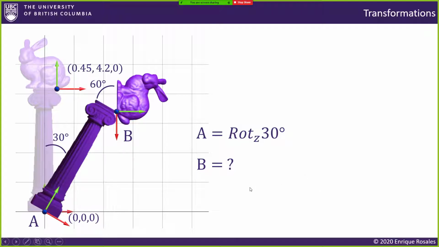Good. What happens with B? Can someone guess how the matrix of B would look? What do you think?